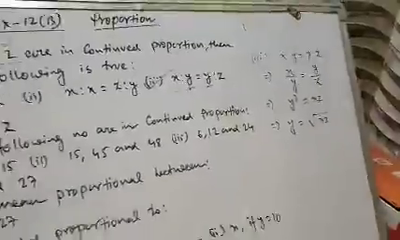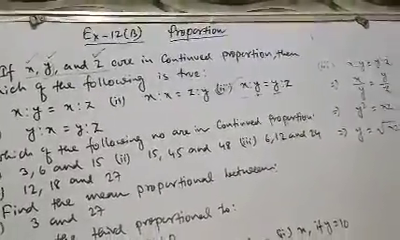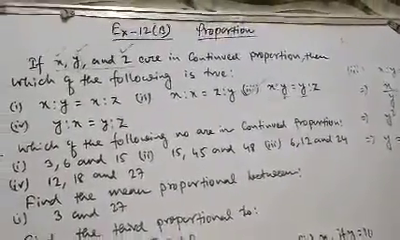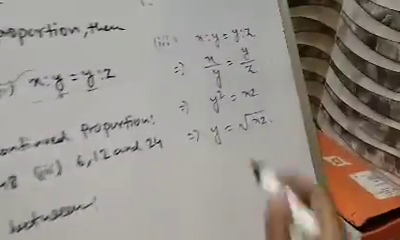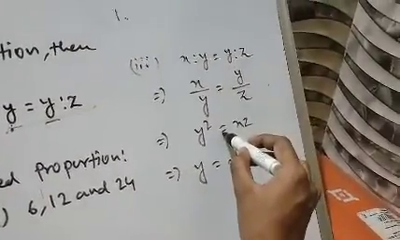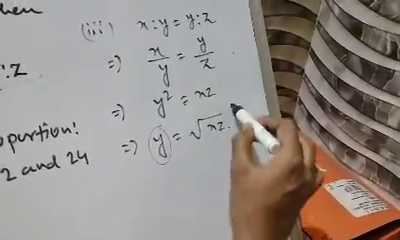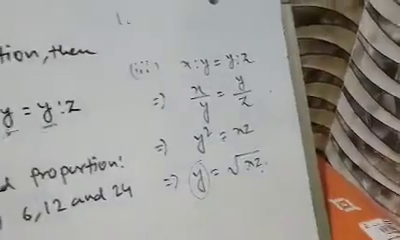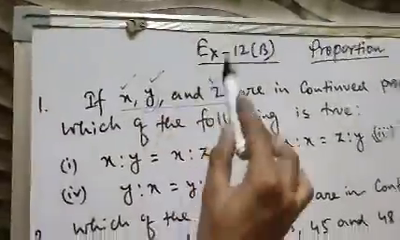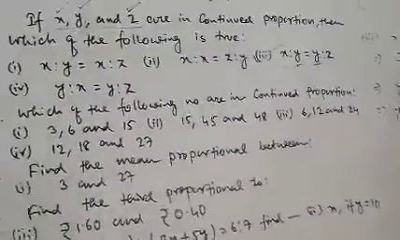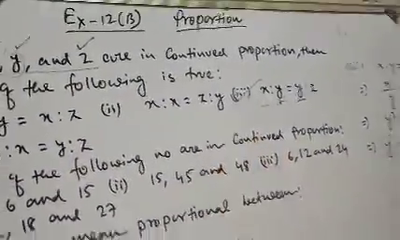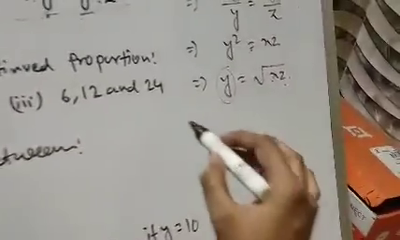This is the relation if x, y and z are in continued proportion, because the second term must be repeated and they satisfy this formula. Clear? That means the second term should be equal to the square root of the product of the first term and third term, because x was your first term and z was your third term. Therefore, the answer will be option 3. Next, question number 2.